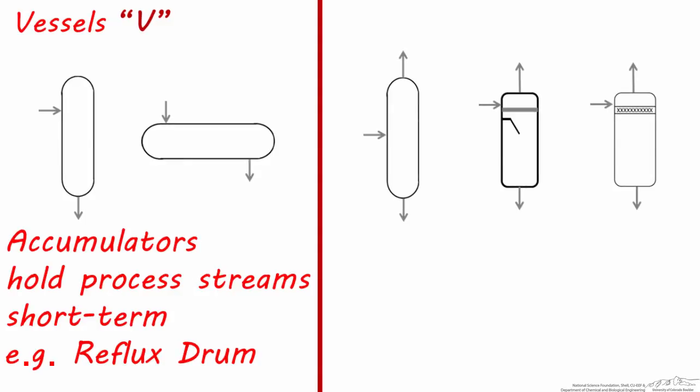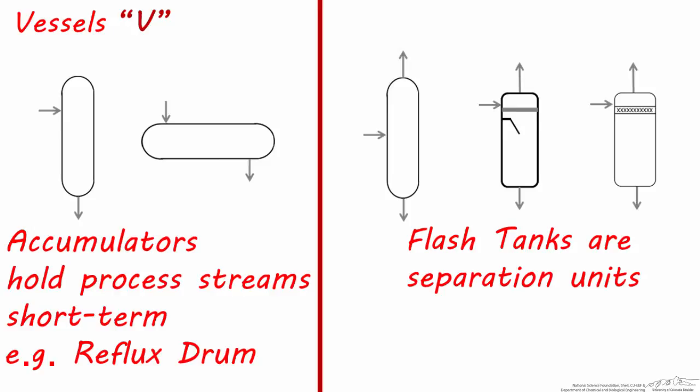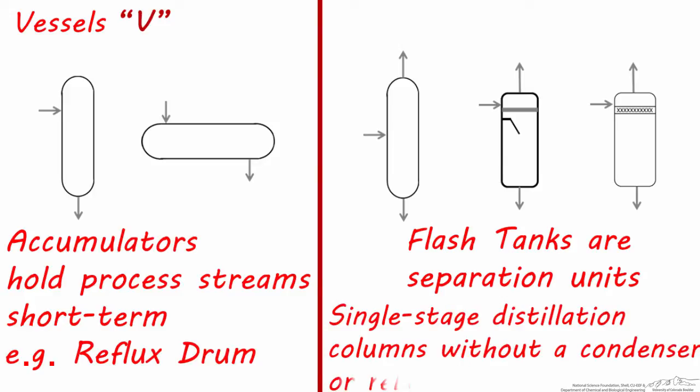Flash tanks, on the other hand, are a separation process unit, and they physically separate a homogeneous stream into vapor and liquid portions which have different compositions. Flash tanks are not splitters. They're actually single-stage distillation columns without a reboiler or condenser, and they separate components based on boiling point.